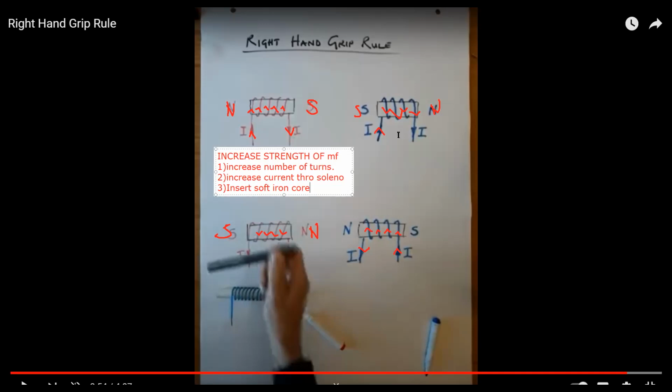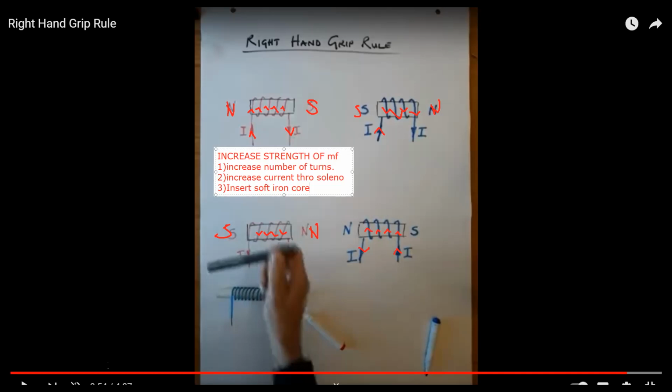But of course, the setup must be able to accept the core, because sometimes you see the drawing given to you, right? You cannot insert the soft iron core already. So when the question asks you how do you increase the strength of the magnetic field, then you can say number of turns or current. These two are the most common ones.